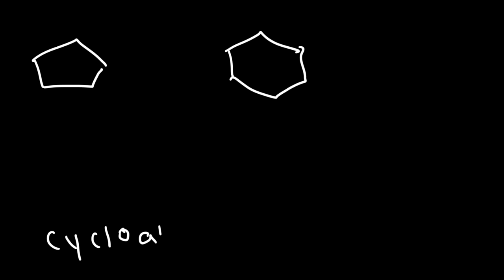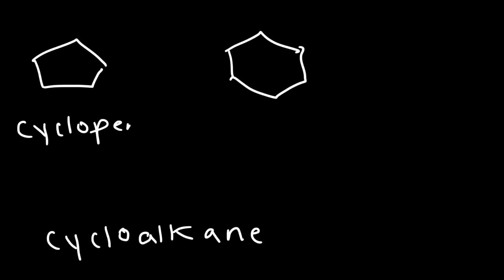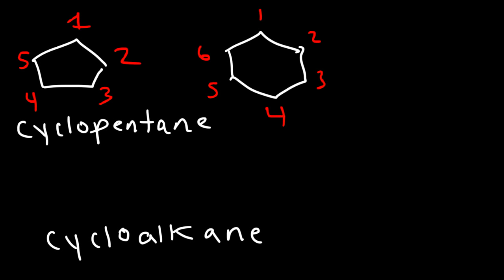Now, what functional group is represented by these molecules? These are known as cycloalkanes. It's an alkane because it only has single bonds, and it's cyclic. It forms a ring-like or circular structure. Now, the first one is known as cyclopentane because, as you can see, there's 5 carbons. And the second one has 6 carbons, and so it's called cyclohexane.